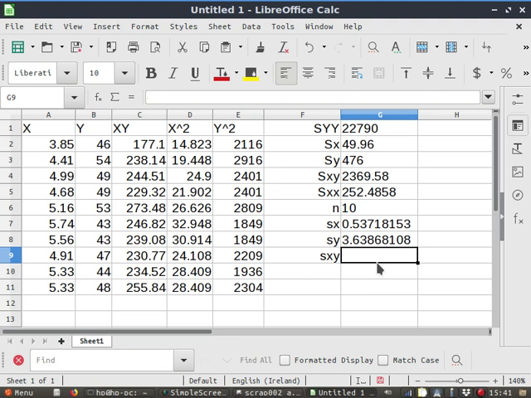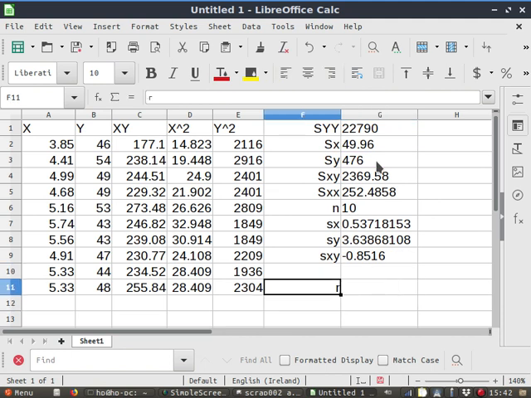Right, Sxy. Sxy is equal to the sum of xy, which is this one, isn't it? Yes. Divided by 10, minus average x, which is this guy, divided by 10, times average y, which is this guy. You don't need to divide to get the average. Yeah, because I didn't actually work out the average separately. Right, that's that. So finally, I can calculate the r using the formula Sxy over Sx times Sy.